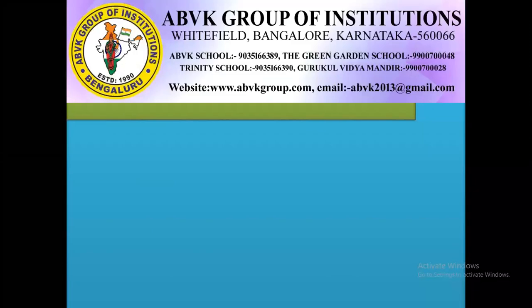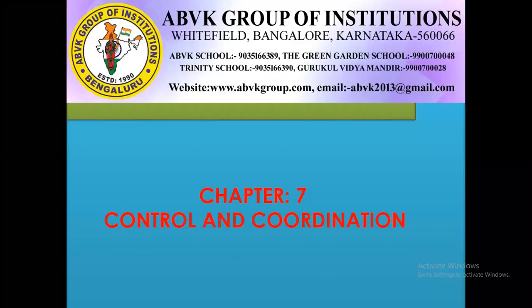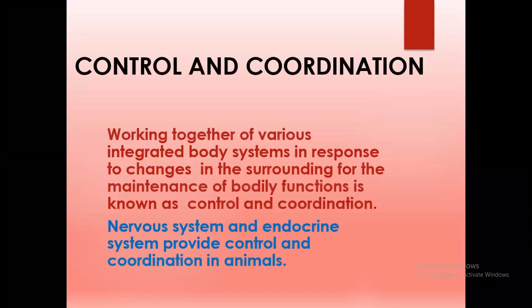Hello children, today we are going to discuss chapter 7, that is control and coordination. What is control and coordination? Working together of various integrated body systems in response to changes in the surrounding for the maintenance of bodily functions is known as control and coordination. Nervous system and endocrine system provide control and coordination in higher animals.